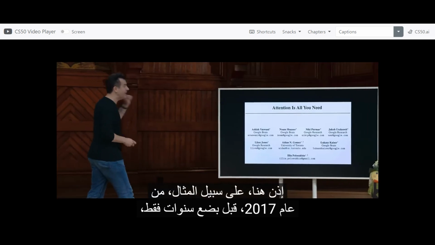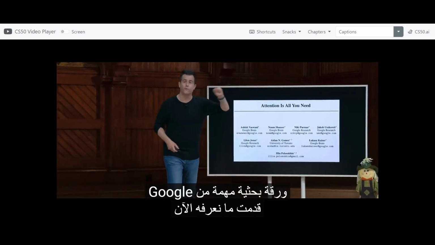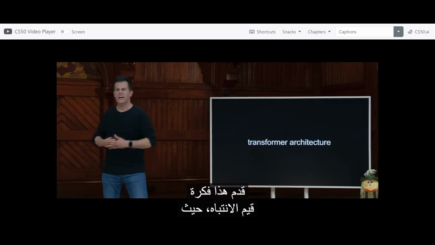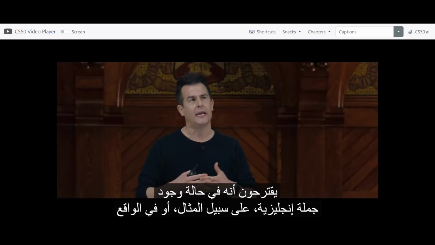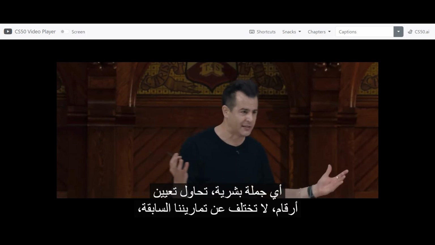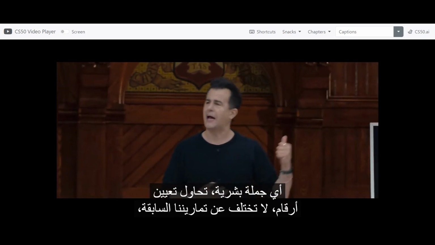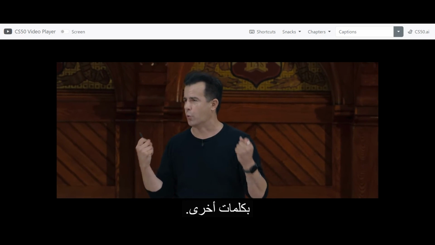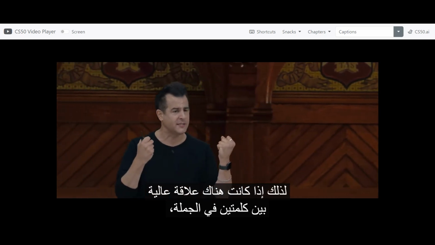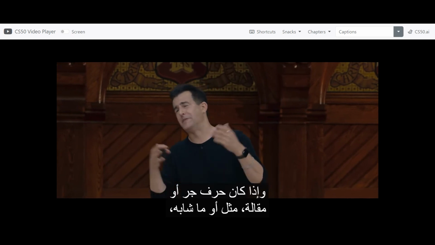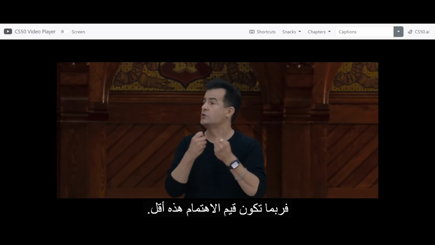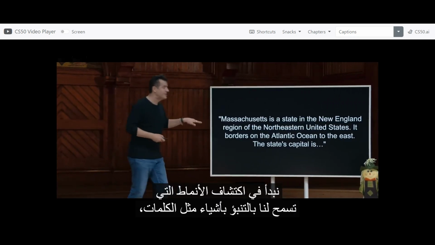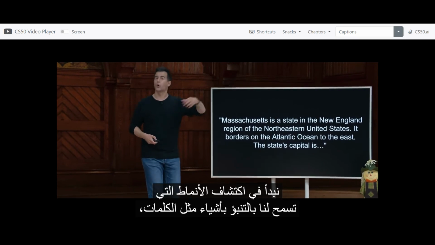So here, for instance, from 2017, just a few years back, is a seminal paper from Google that introduced what we now know as a transformer architecture. And this introduced this idea of attention values, whereby they proposed that given an English sentence, for instance, or really any human sentence, you try to assign numbers, not unlike our past exercises, to each of the words, each of the inputs, that speaks to its relationship with other words. So if there's a high relationship between two words in a sentence, they would have high attention values. And if maybe it's a preposition or an article like "the," maybe those attention values are lower. And by encoding the world in that way, do we begin to detect patterns that allow us to predict things like words, that is, generate text.